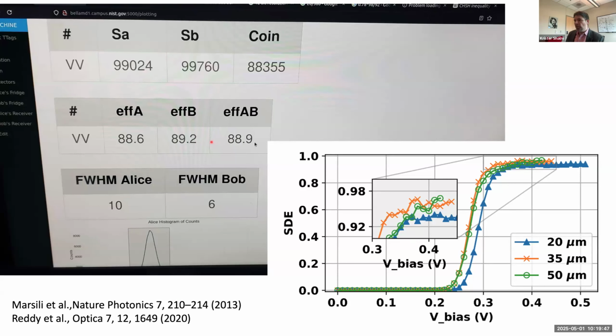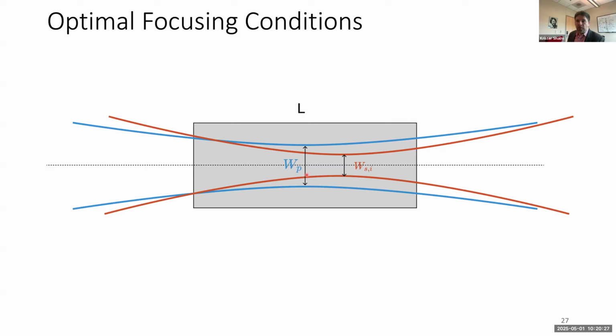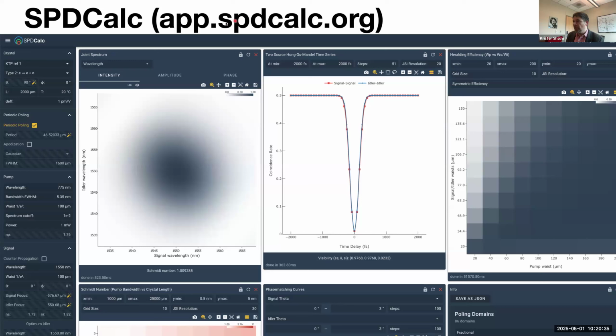I ended up working with Alfred Duran, Karina Gary, and programmer Jasper Palfrey. And what we've been able to do is create this program called SPDCalc. You can go to it at app.sbdcalc.org. And you can compute all of the parameters that I'm talking about now. And we use this to design all of our sources. And it's a very accurate simulation of lots of different things that you'd care about. So this is our workhorse for source development.